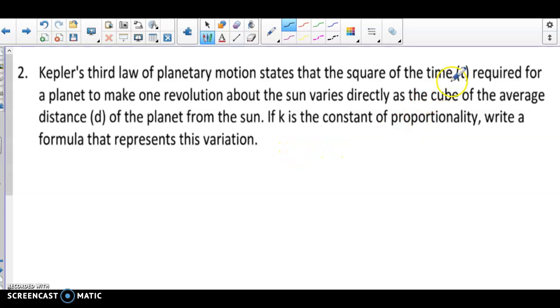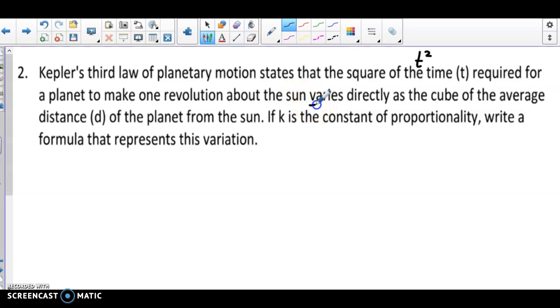So they were really nice to us. They gave us the variables we want to use. So we know we have to use t, and we know we have to use d, and it even tells us k is our constant. We should know that. So let me look for my key words. Let's see, I have the square of time, so I know I'm going to have a t squared somewhere. The time required for a planet to make a revolution about the sun.